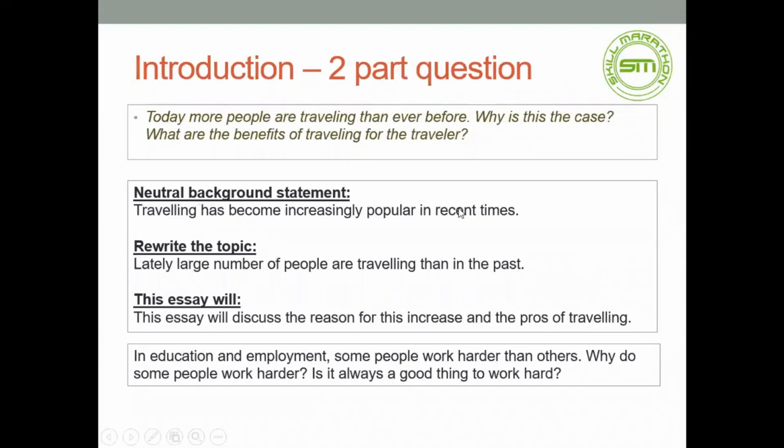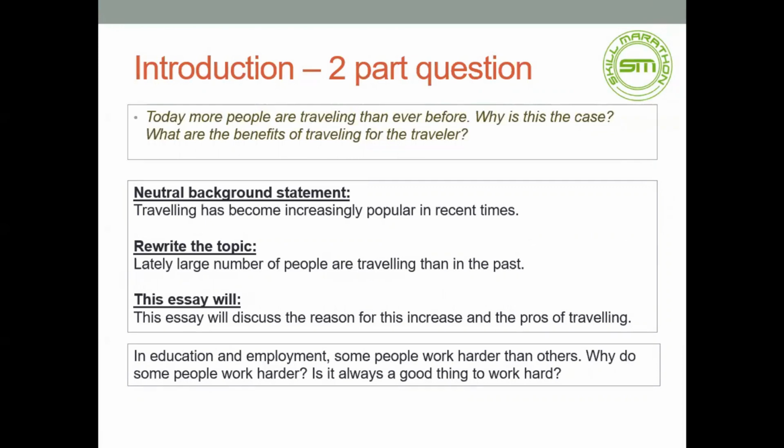Now, the second question type is a two-part question. The method of writing introduction for everything remains the same, but still I'm going to take you through each and every question type, all right? So what is a two-part question? You have a factual statement, and then you have two questions. That's all. That's the meaning of two-part question. There's no rocket science behind it.